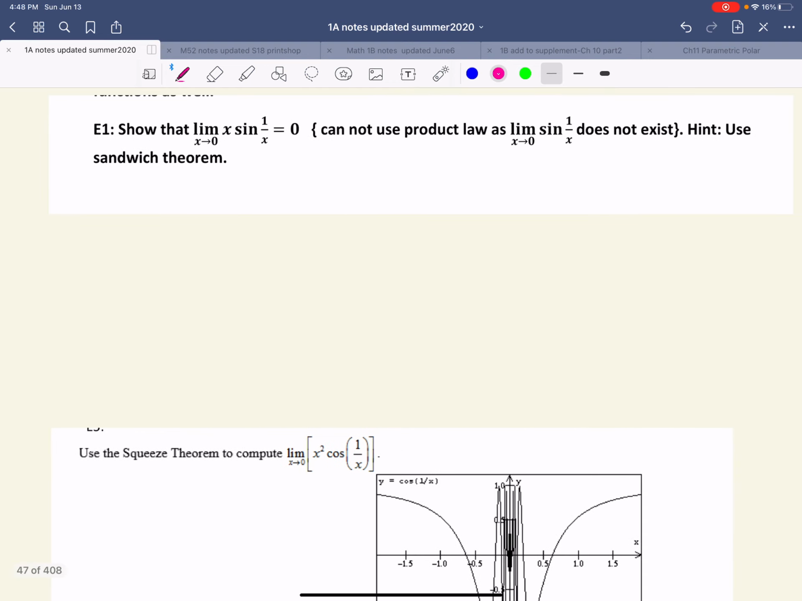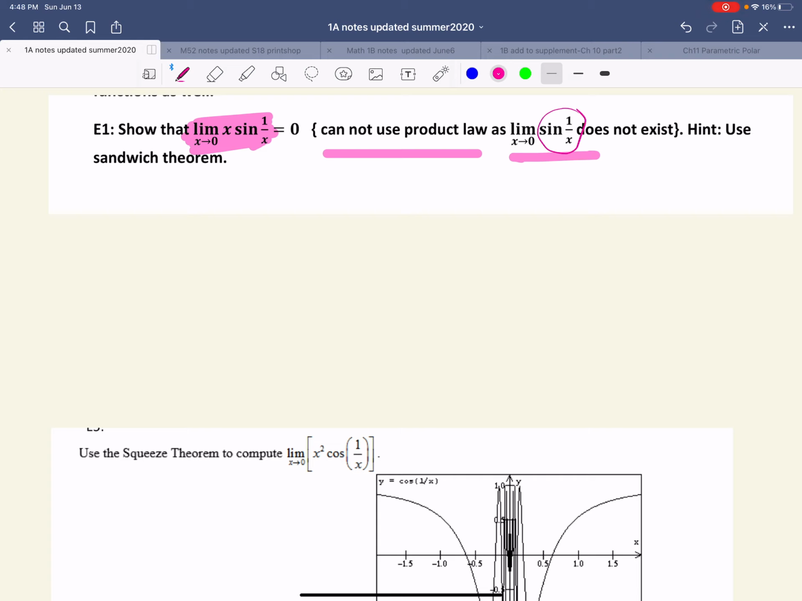Let's see a couple more examples. Here's another example. We have the limit as x approaches 0 of x sine of 1 over x, equal to 0. Earlier, we saw this using a numerical method, and we saw this graphically. Where is this limit headed? We saw this was an oscillating function. We cannot use the product law here, because in order for the product law to work, both individual limits should exist, and this limit does not exist.